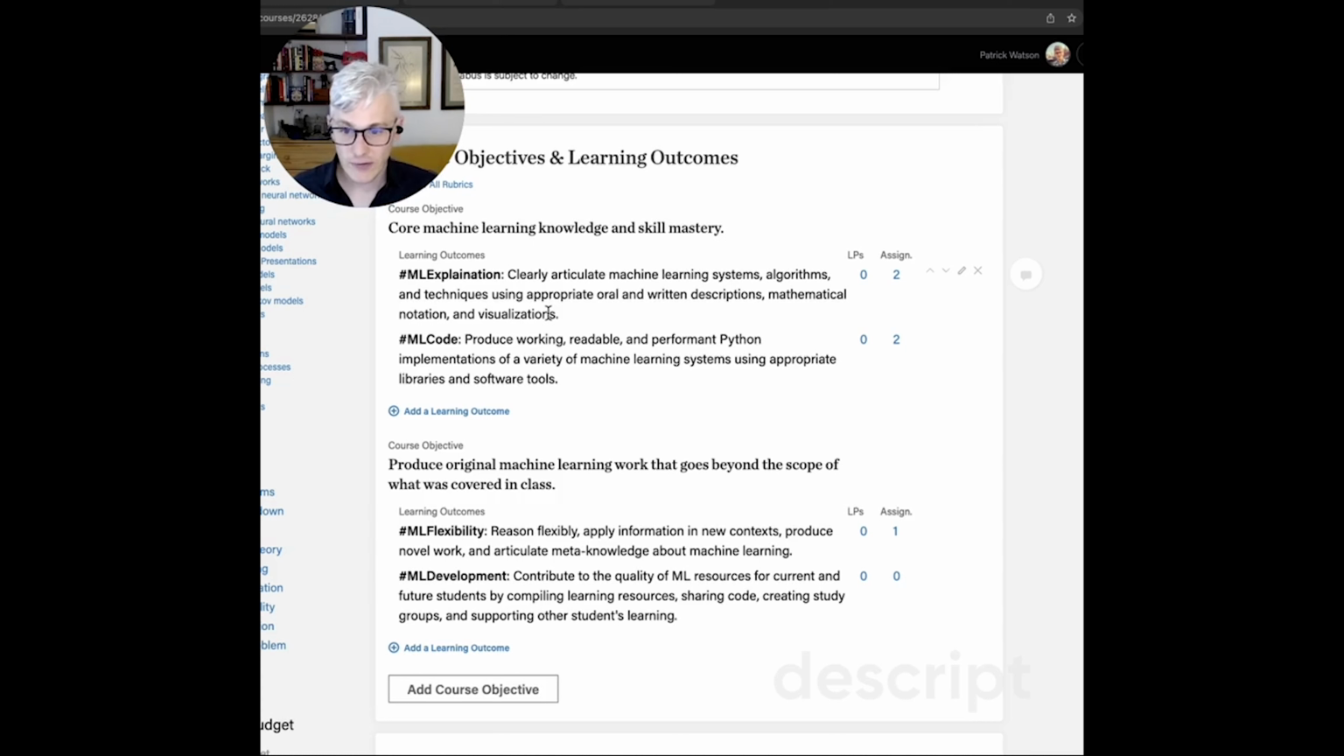I also want everyone to produce original machine learning work that goes beyond the scope of what was covered in class. Now, this is a little bit of a weird thing. In most classes, the point of the class is we're going to cover this body of knowledge, we draw a circle around the class, and everything inside that is fair game and everything outside that is, we're not going to talk about it.